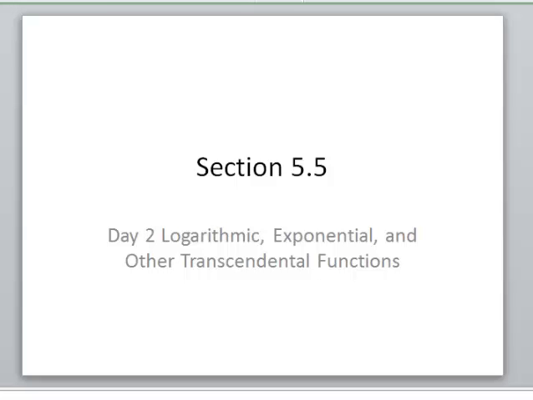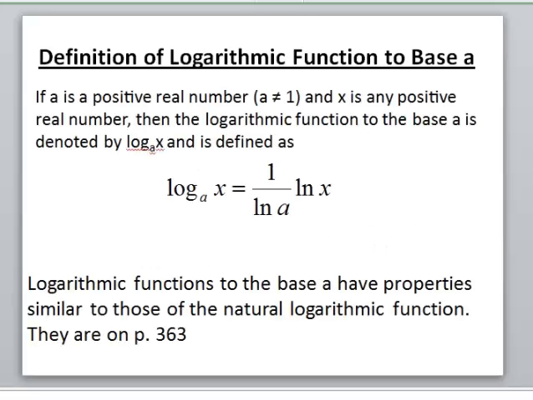Okay, what we're going to get ready to do today is focus on the integration of exponentials, but we're going to do a few reminders first. So the first reminder I want to give you is the definition of a logarithmic function to base a.